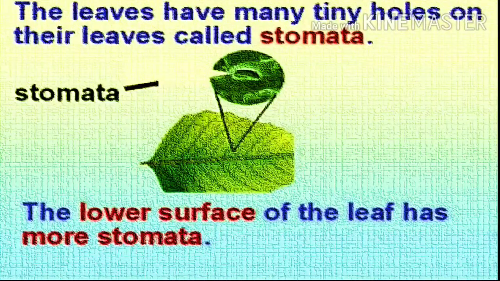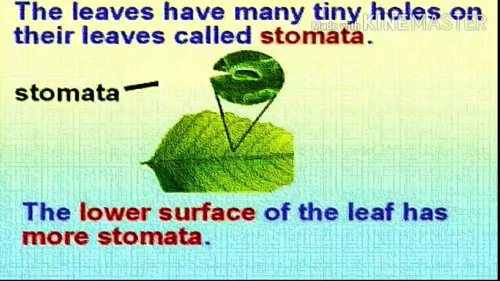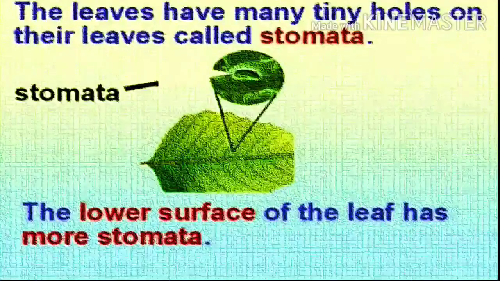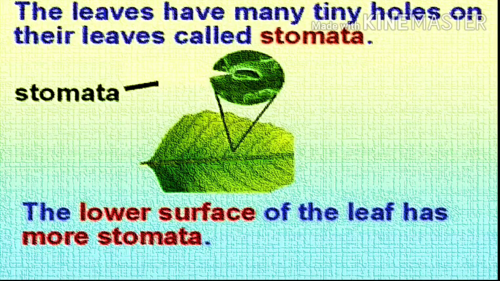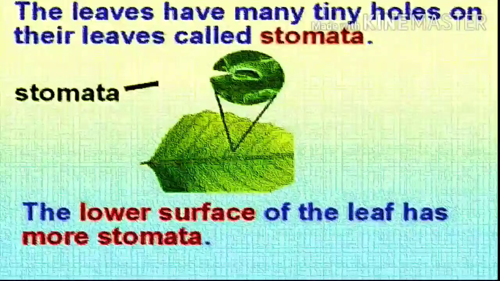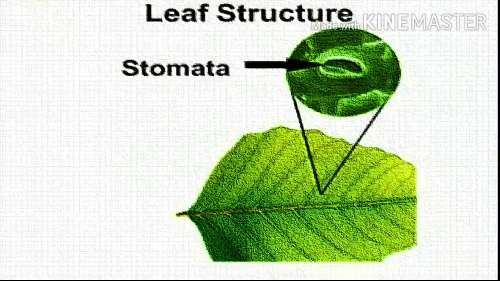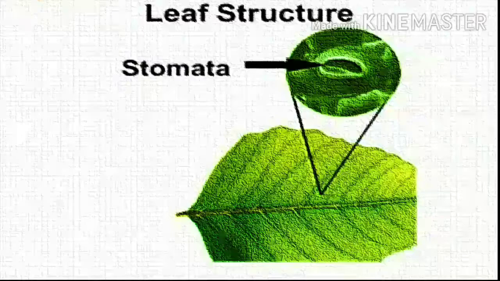The leaves have many tiny holes called stomata. So, now have you wondered how plants make food? Yes, they have tiny pores called stomata. The lower surface of the leaf has more stomata. Now leaf structure. Stomata are the tiny holes present on the leaves.